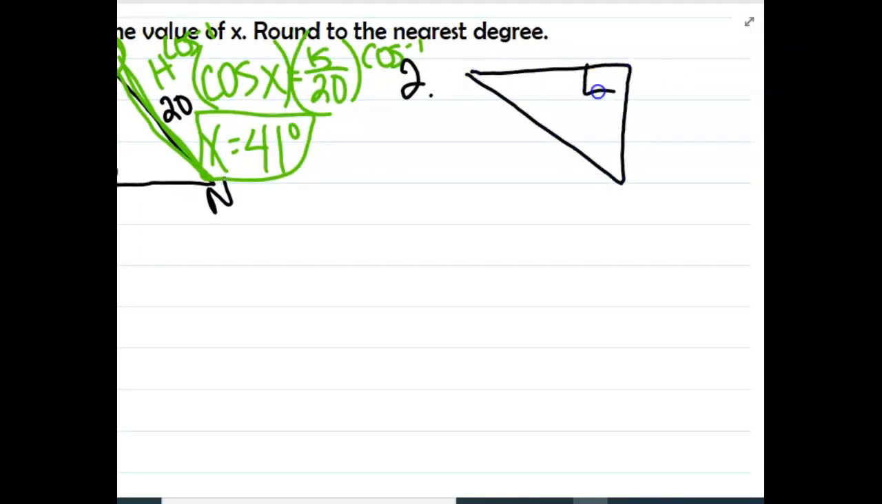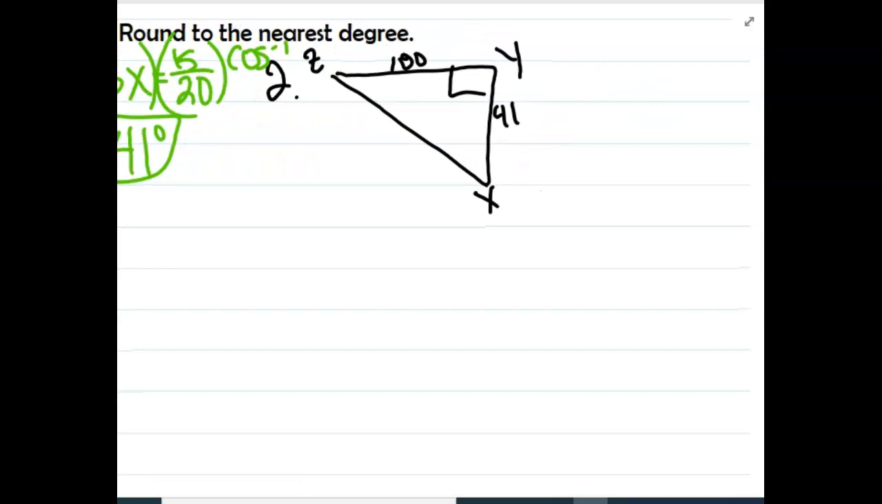All right, so let's draw our right triangle. This bottom angle is going to be x. My right angle is going to be y. The other angle will be z. The top is going to be 100, and that right-hand side is going to be 41. Now we're wanting to find the measure of angle x. We're wanting to find that angle right there.